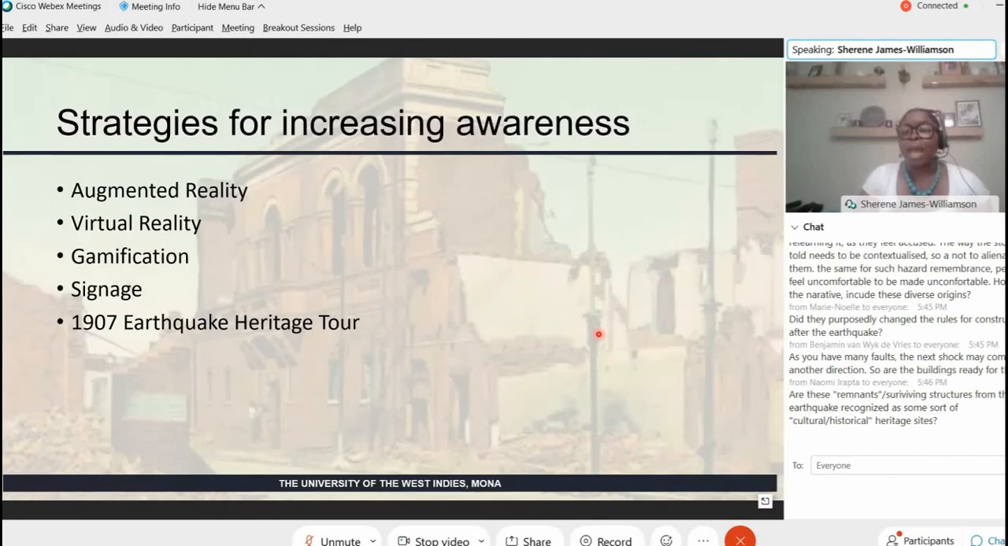So, having said that, what are some of the strategies? Because I've now pointed out to you what's missing from the story. So we have the earthquake, we have the buildings before the earthquake, we have the destroyed buildings, we have new buildings. And I've showed you what they look like now. So how do we build awareness using all of this?